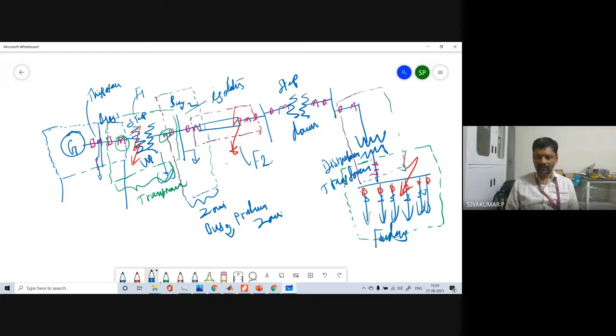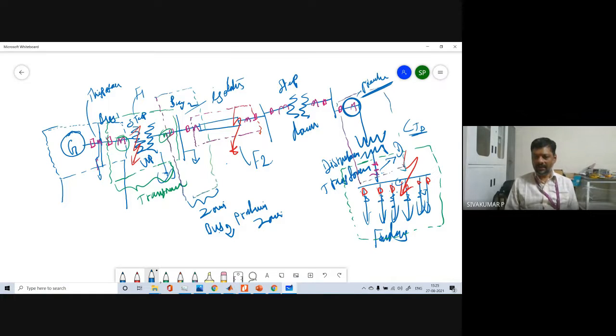So whenever the fault occurs here, at this place or this place, assume this is a distribution CT, that is a CTD. Whenever this CT fails to identify the fault transient, overcurrent or higher peak current magnitude, again this CT will protect.